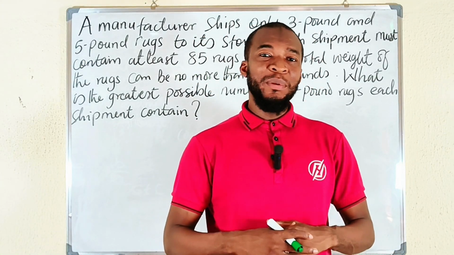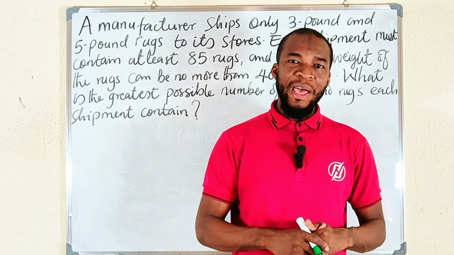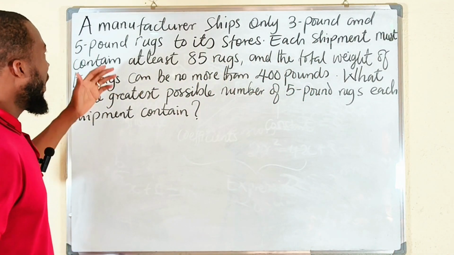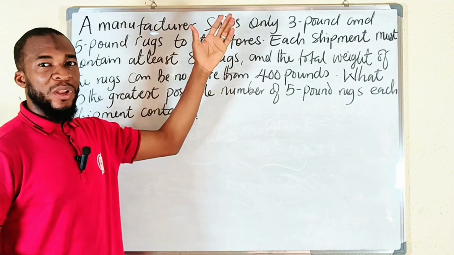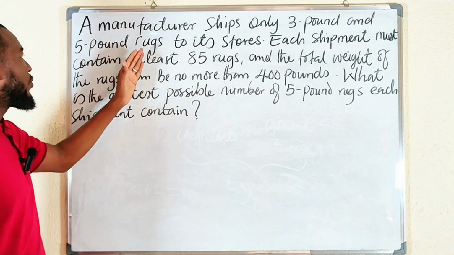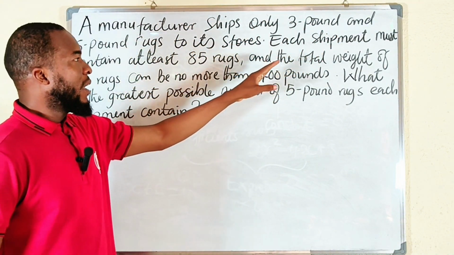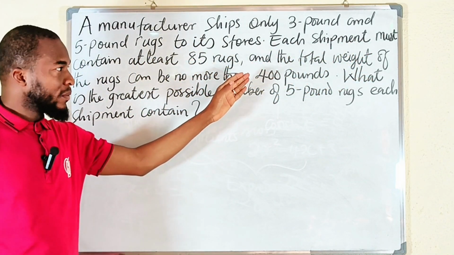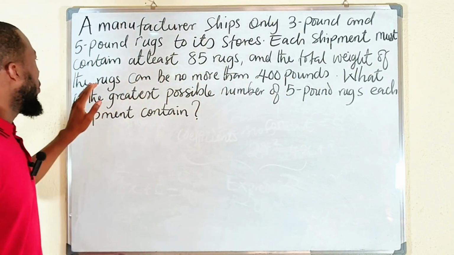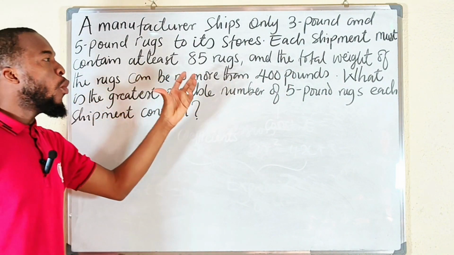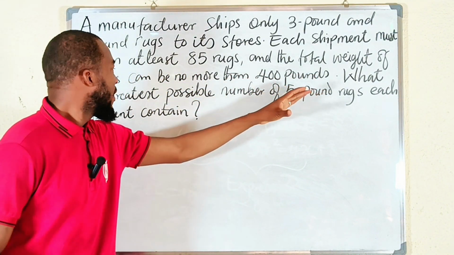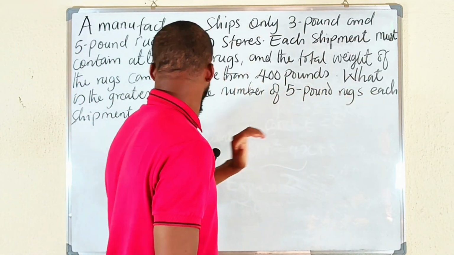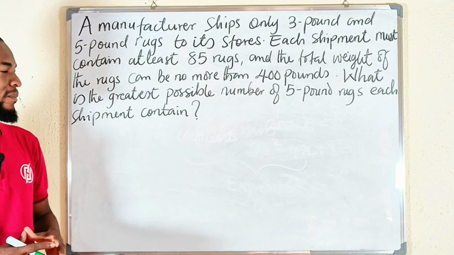Let us look into the application of inequality in real life. We have a word problem here, and the question reads: a manufacturer ships only 3 pound and 5 pound rocks to its stores. Each shipment must contain at least 85 rocks, and the total weight of the rocks can be no more than 400 pounds. What is the greatest possible number of 5 pound rocks each shipment can contain?